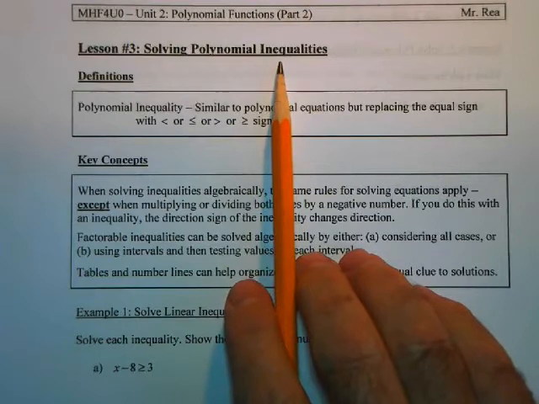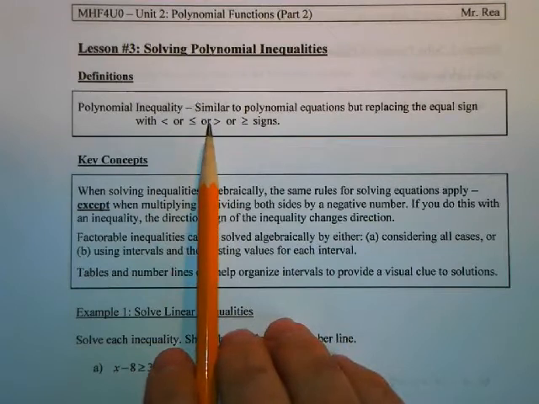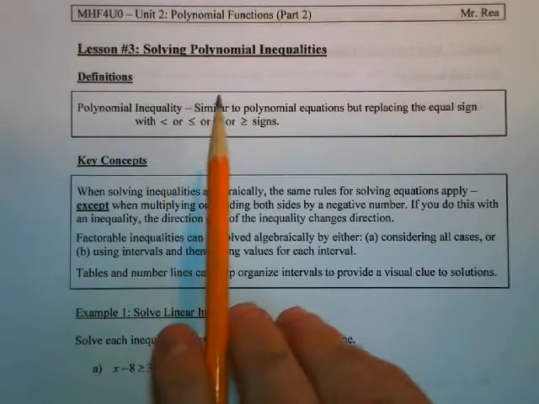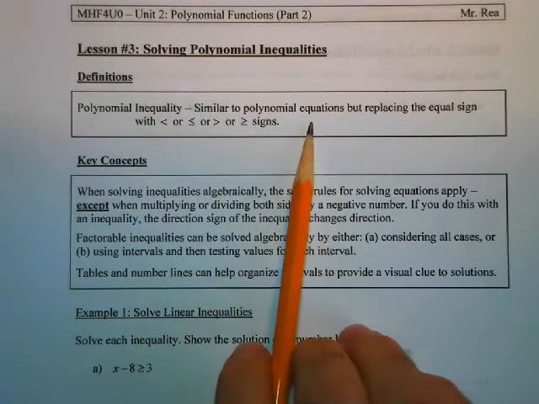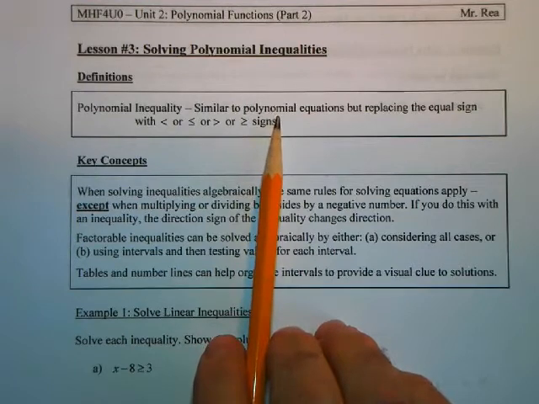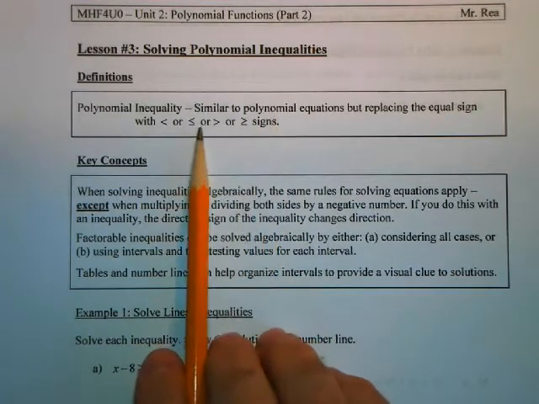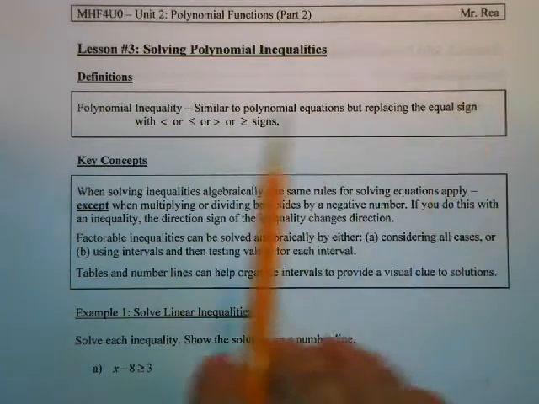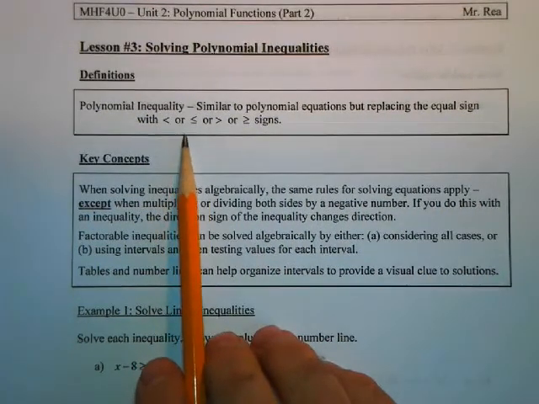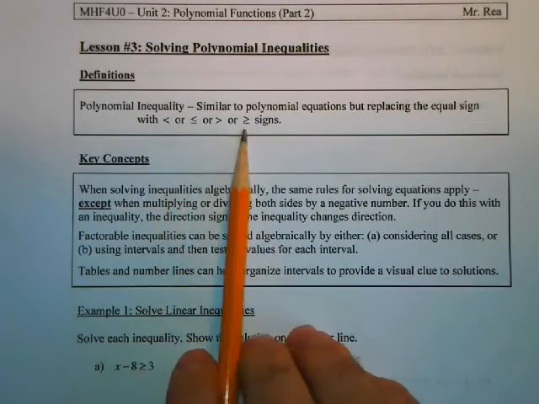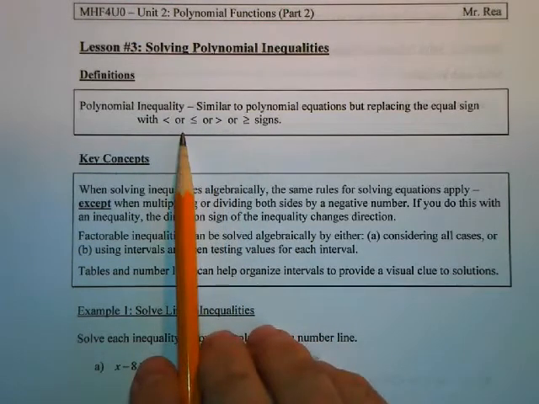The difference between equations and inequalities is the sign in the middle of the two expressions. Equations always have an equal sign, but an inequality can have one of four signs: greater than, less than, greater than or equal to, less than or equal to. So you've got these four possible signs in the middle, where with equations it was always just an equal sign.